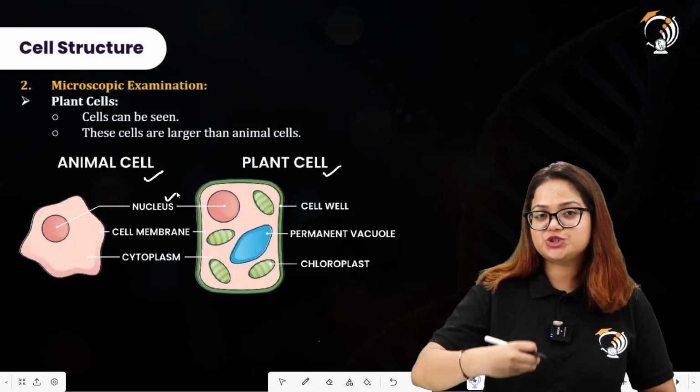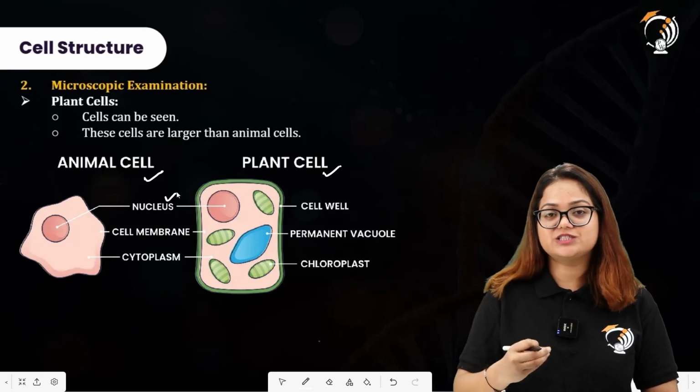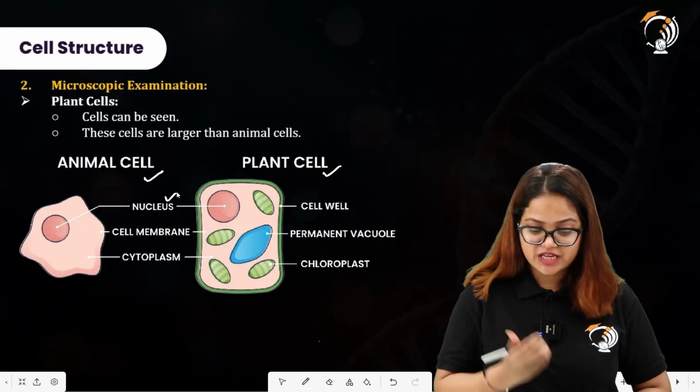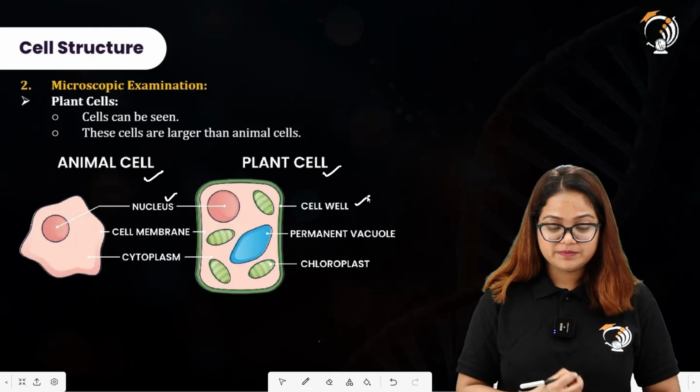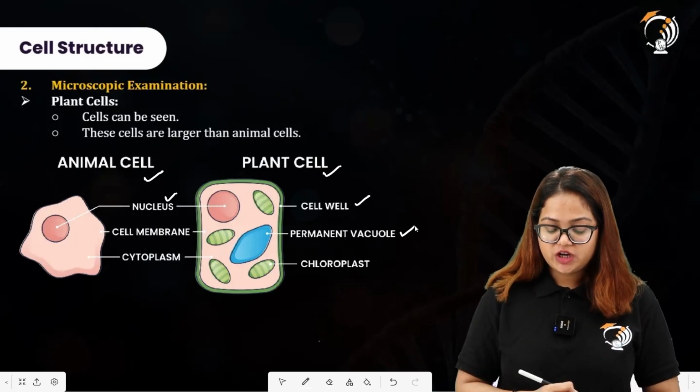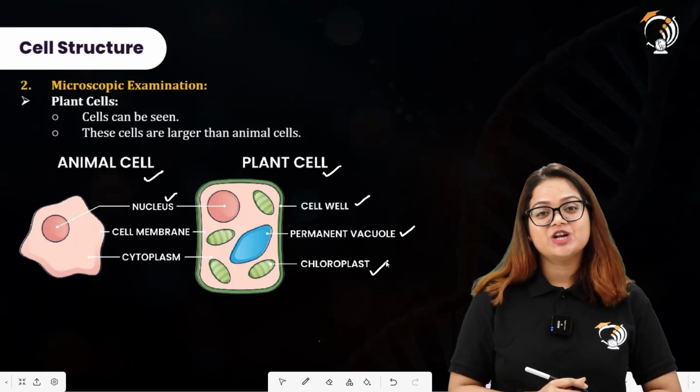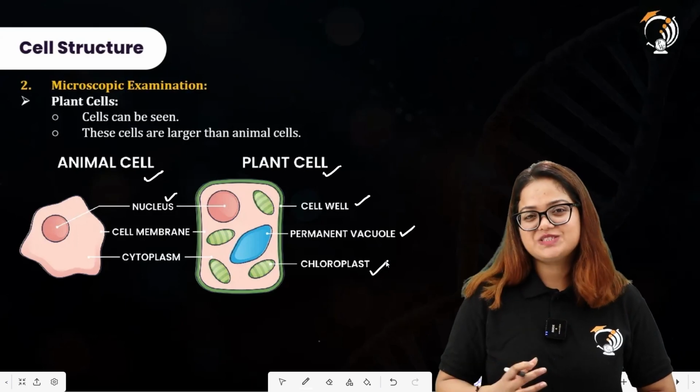In addition to these cell structures, plant cells have other cell structures, which are the cell wall, the permanent vacuole and the chloroplast. So we are going to study all these structures in this session.